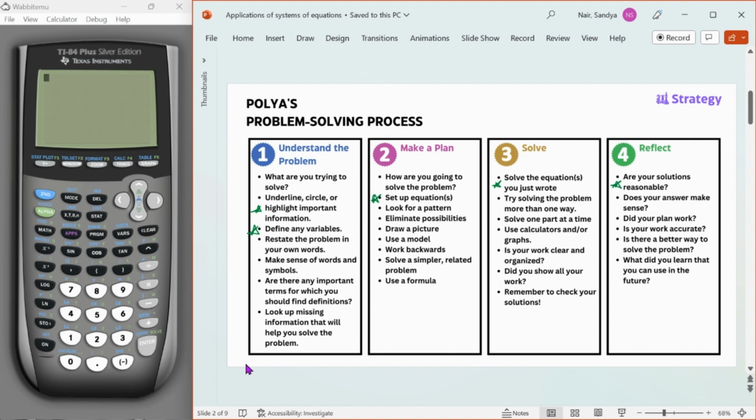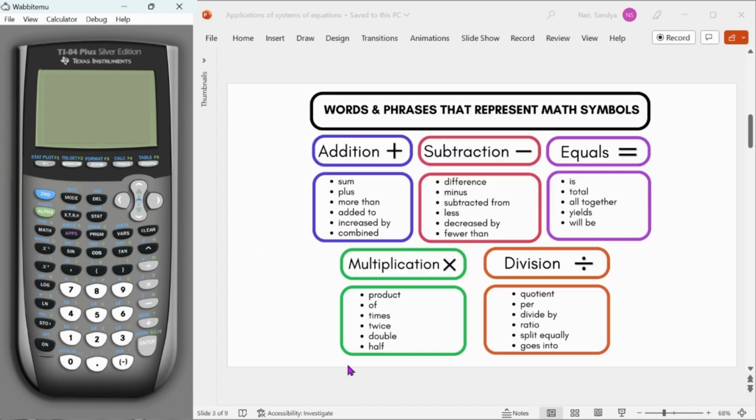we're defining any variables. Then we'll go ahead and set up the equations that are actually going to be in our system. Then we'll solve the equations, and then finally we'll reflect on our solutions and make sure that they're reasonable in the context of the problem. So remember, you have this chart of words and phrases that represent math symbols, and when we're looking at those sentences and trying to figure out the equations, make sure that you refer back to this chart.